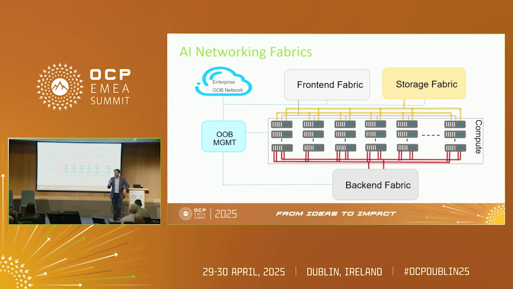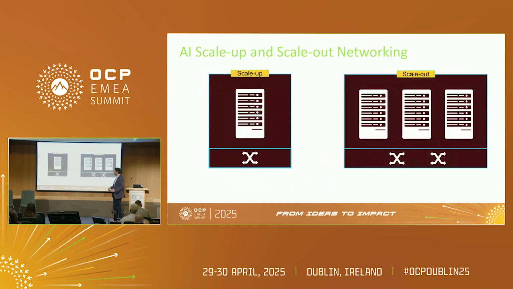Back-end fabric is where your GPUs or XPUs are talking to each other. And the traffic flows in this XPU to XPU communication are very different from what you see in traditional networking. Now, within the back-end fabric, there are two types of networks. There is a scale-up network, and there is a scale-out network. Now, what is a scale-up network?